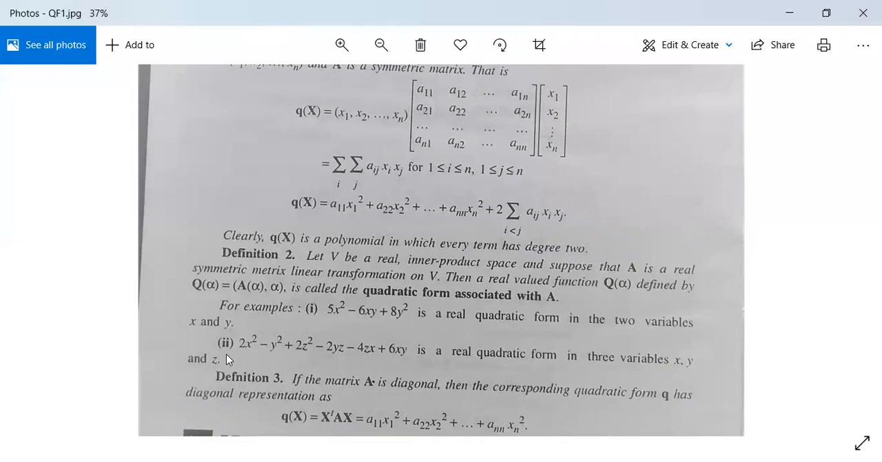Next, another example, see, 2x square minus y square plus 2z square minus 2yz minus 4zx plus 6xy. It is a real quadratic form in three variables, x, y, and z. See here also, all the coefficients are real numbers. And we have three variables x, y, and z. So it is a real quadratic form in three variables x, y, and z.